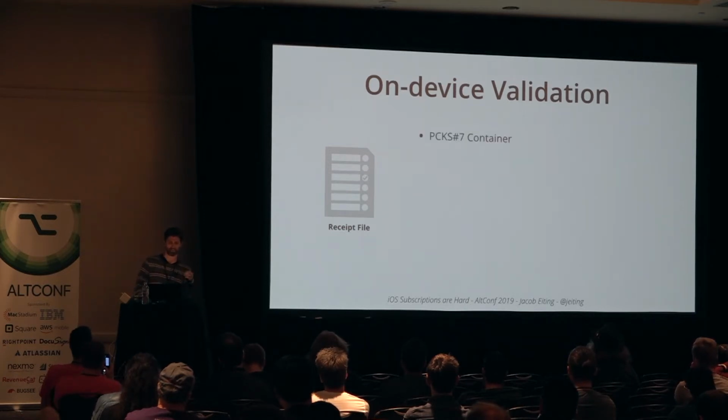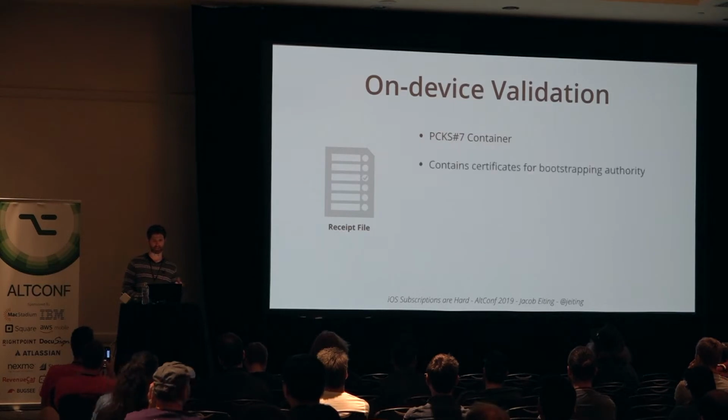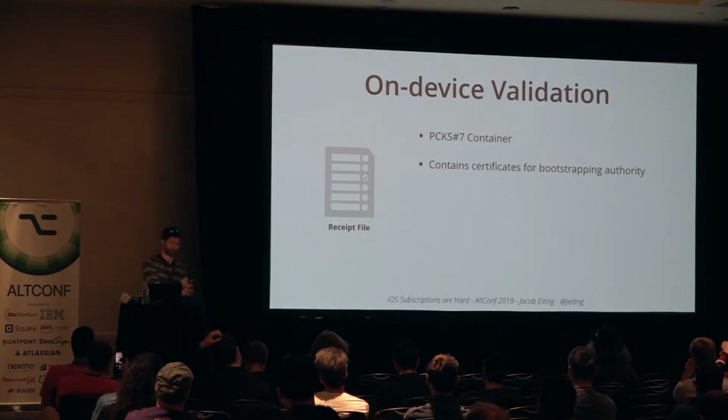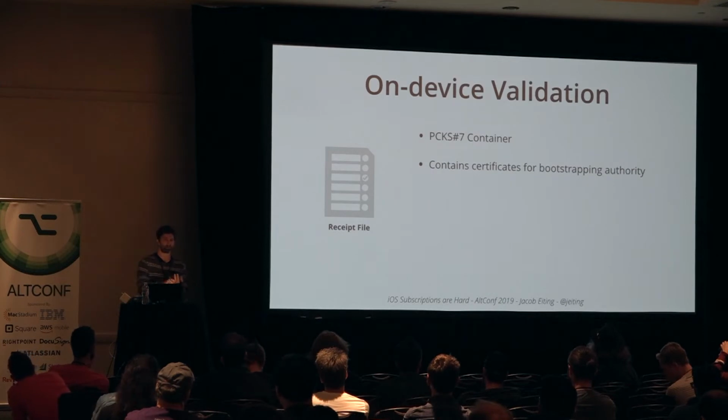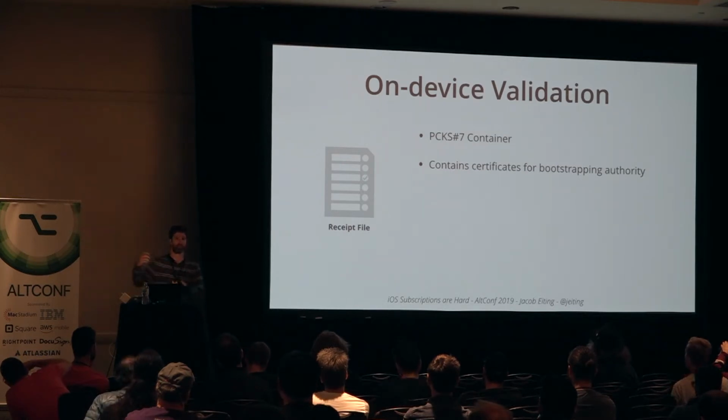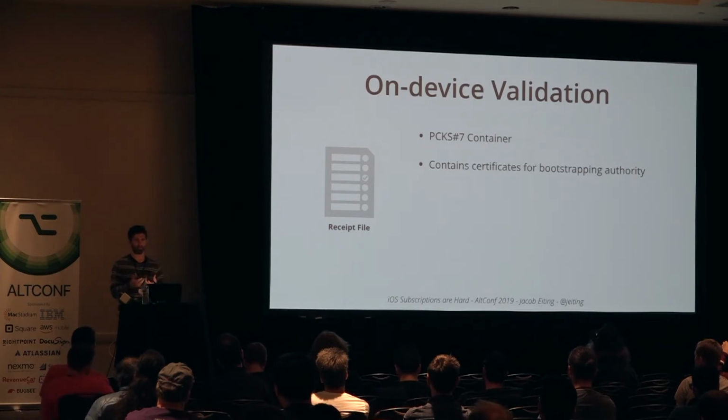So the receipt file is this PKCS number 7 container, which I had no idea what that was until I read Apple's docs and did all the research. But it's basically a container format that has 3 things. It has a payload, which can be arbitrary data. It has a signature that's been signed by, in this case, Apple's private keys that they only have access to. And then the public keys equivalent to those and the certificates you need to bootstrap authority so that you can validate that the contents in that payload match the signature and that the signature could only come from Apple. And that's how you're able to tell just from this receipt file that it's legit.